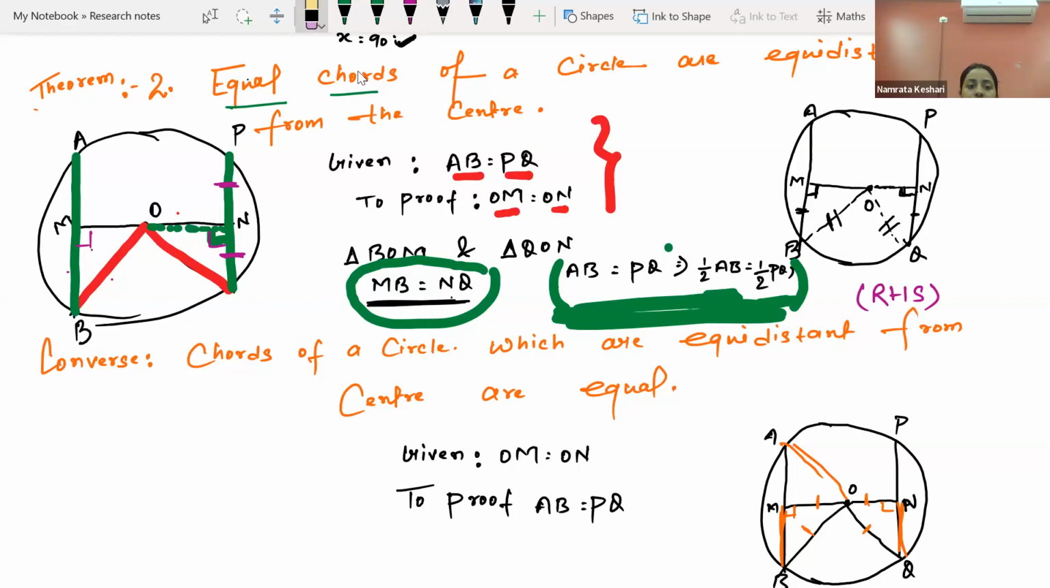Yes. Okay, so this was the third theorem. Next is the converse of the same theorem. Let's do it.